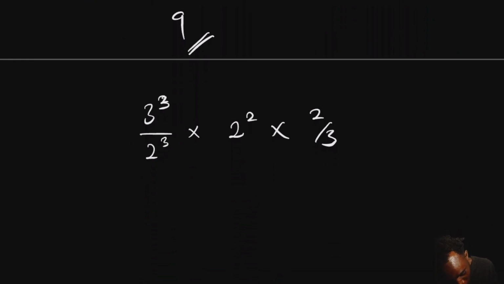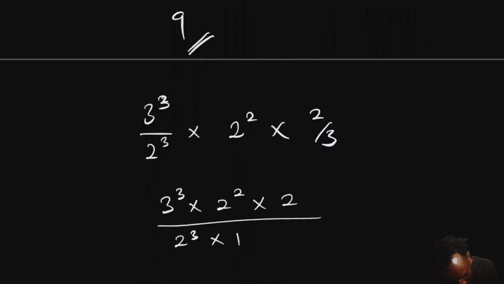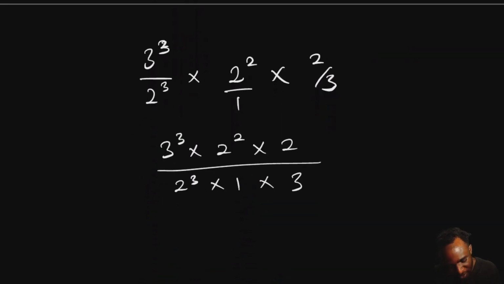So we can group it now. We try to group it together. So we have 3 raised to the power 3 times 2 raised to the power 2 times 2, all over 2 raised to the power 3 times 1 times 1, because the denominator over here is 1, and over here is actually 3, not 1. So the denominator is 3, and over here is 1, so we're just going to keep it 1 over here. Now we can group it together and use the laws of indices to simplify this.